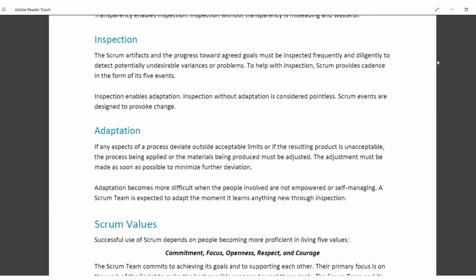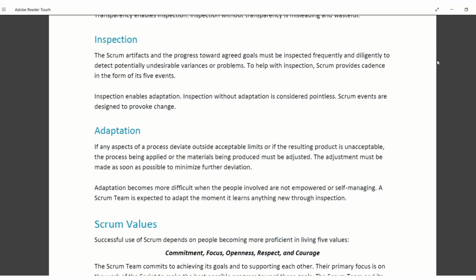Inspection. The Scrum artifacts and progress toward agreed goals must be inspected frequently and diligently to detect potentially undesirable variances or problems. To help with inspection, Scrum provides guidance in the form of its five events. Inspection enables adaptation. Inspection without adaptation is considered pointless. Scrum events are designed to provoke change.